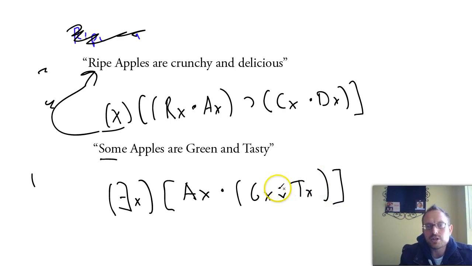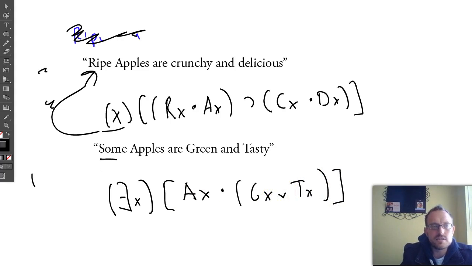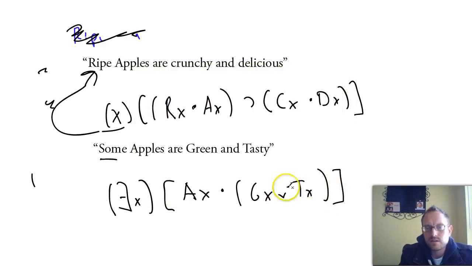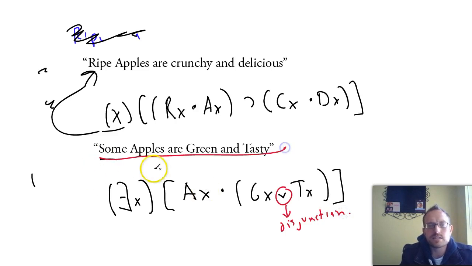Right, and you can see here in this case I used the disjunction. Why did I use the disjunction? Well, think here for a minute about the meaning of this statement that some apples are green and tasty. Some apples are green and some apples are tasty, but there are some apples that are not tasty, and some apples that are not green. For instance, I can have a red apple that is also green and tasty. I can also have a green apple that's not tasty.